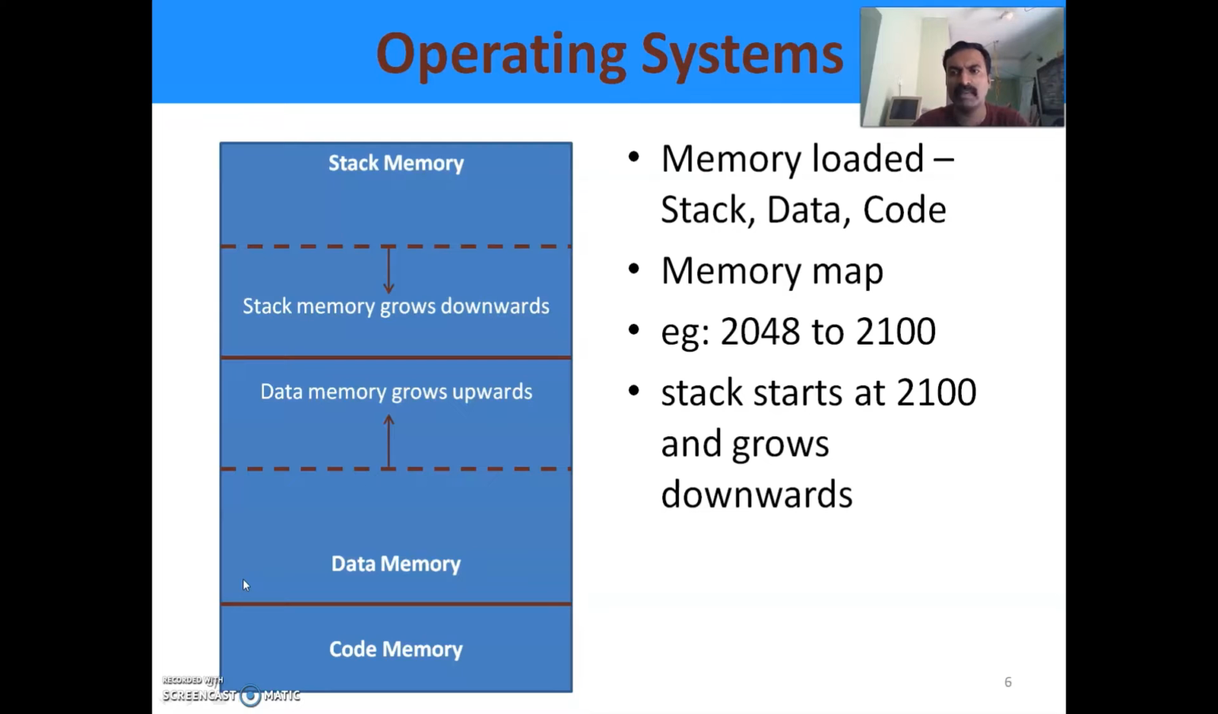Suppose in the memory map the allocation is from address 2048 to 2100. The stack occupies the top area, so from 2100 it comes downwards, whereas data memory grows upwards. If the data memory is allocated from 2070, it will grow upward. The next location will be 2071, the next 2072 and so on. But stack memory grows downwards.